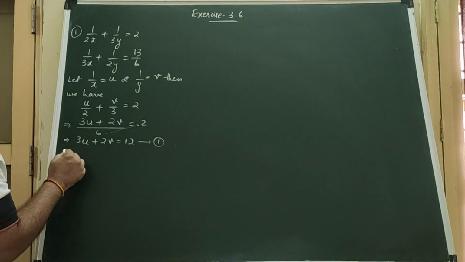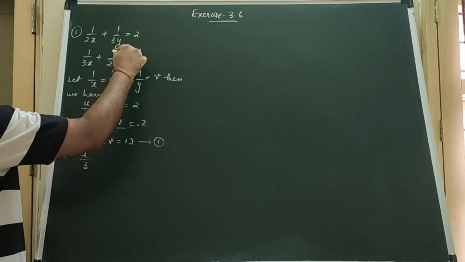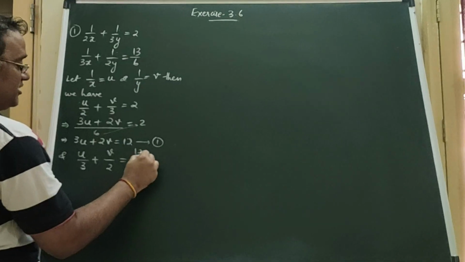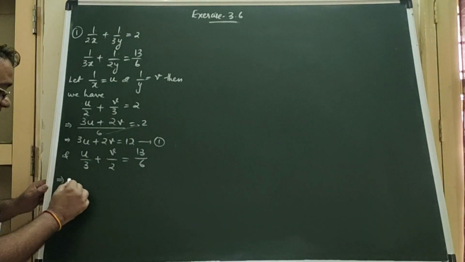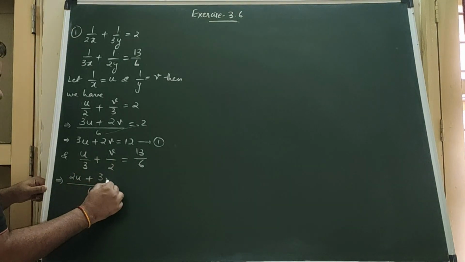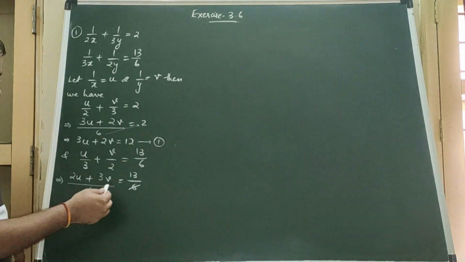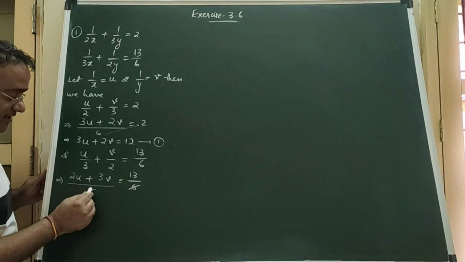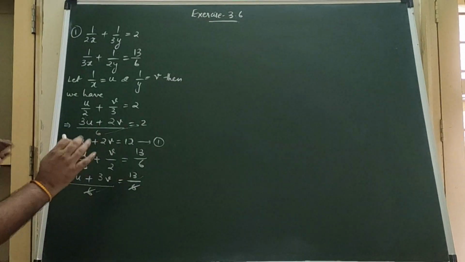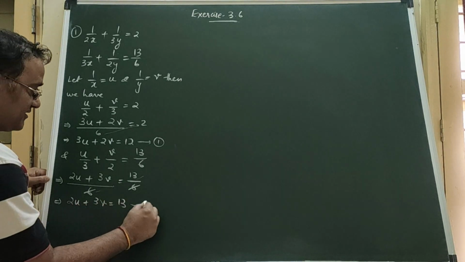ठीक है. Now the second equation will be u by 3 and this will become v by 2. v by 2 is equal to 13 by 6. Now we will take LCM. 6, this will become 2u and this will become 3v and equals 13 by 6. Now this 6 will be cancelled. यहाँ चाहो तो यहाँ पे डायरेक्ट कैंसिल कर सकते हो, अदरवाइज 6 को यहाँ पे शिफ्ट करके फिर कैंसिल कर सकते हो. So you have two choices. So मैंने डायरेक्ट कैंसिल कर दिया. So 2u plus 3v is equal to 13. This is our second equation.